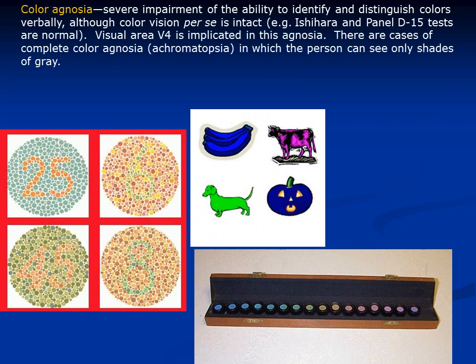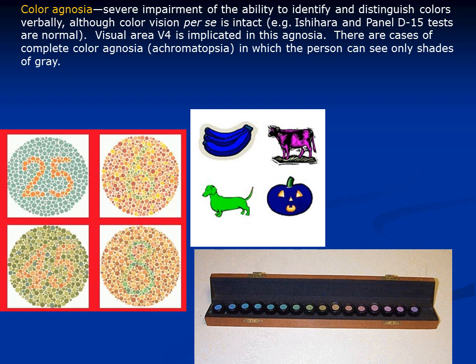Fascinating. Okay, color agnosia. This is a fascinating deficiency as well. It's a severe impairment of the ability to identify or distinguish colors verbally. Consciously they're not able to perceive color, but get this, technically their color vision is intact. So you see the Ishihara plates here, the bubble color plates that most of you have probably been tested on before for just testing general color vision. I believe I've shown them to you in class.